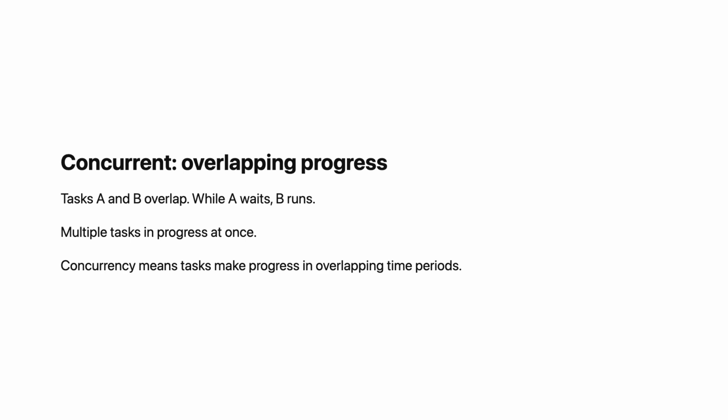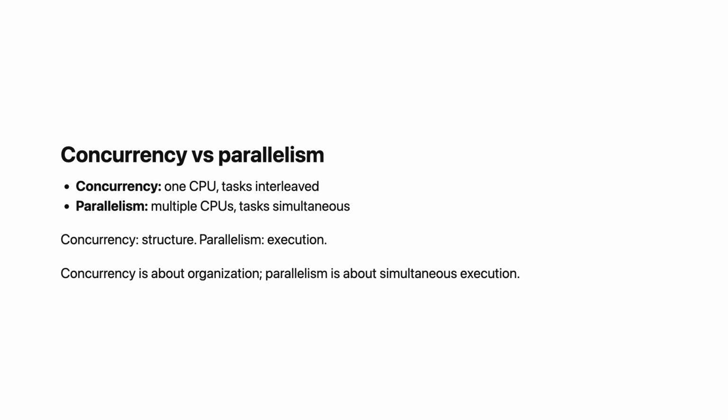These terms are related but different. Concurrency is about structure, organizing a program to handle multiple tasks that can be in progress. Parallelism is about execution, actually running multiple computations at the same instant on multiple processors. Concurrency is possible on a single CPU. The processor switches between tasks. Only one runs at any instant, but many make progress over time. Parallelism requires multiple CPUs or cores. Multiple instructions truly execute simultaneously.